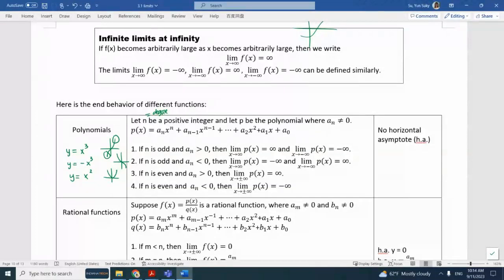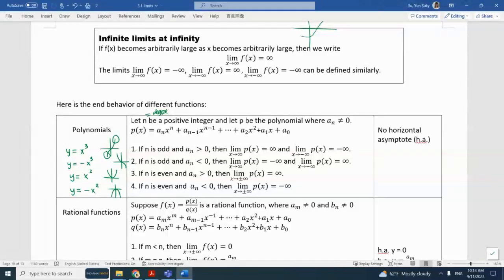How about this? n is even and a sub n is negative. Give me an example. The upside down one, minus x squared, right? So therefore it goes like this, upside down parabola, opens downward. Therefore, no matter whether x goes to infinity or minus infinity, the y goes to minus infinity. So far, so good, everybody? Yeah, use examples to help us to understand and remember it.